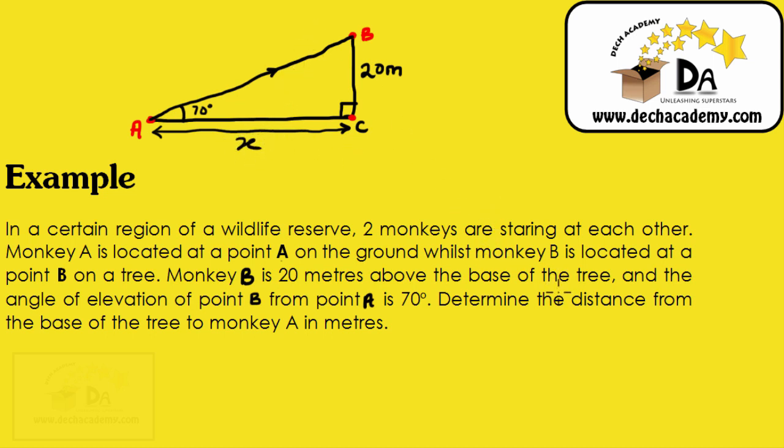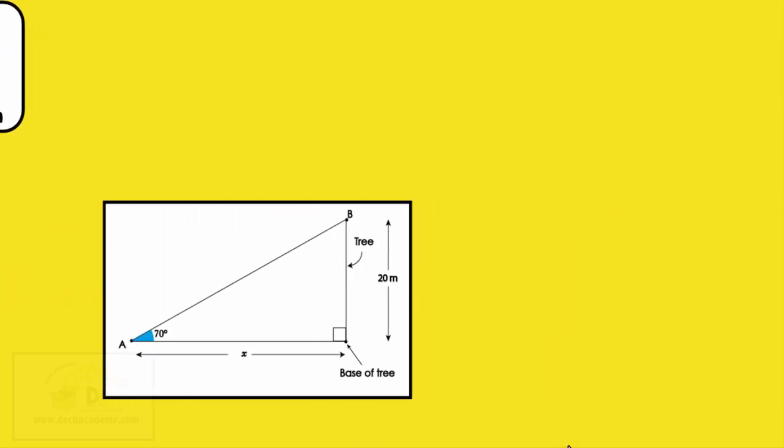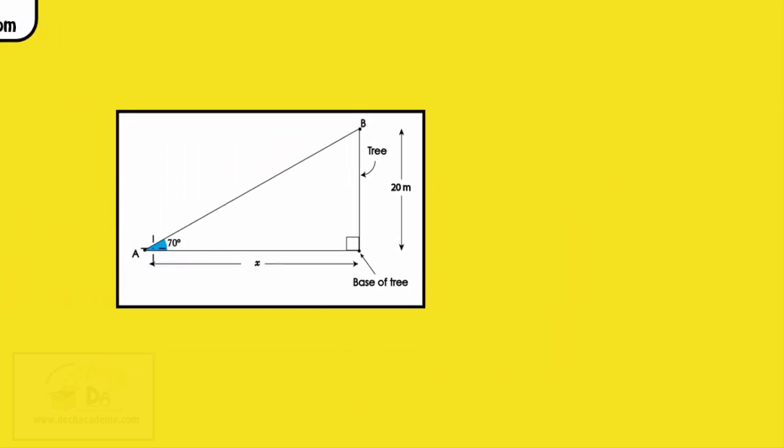So I'm just going to show you a neat sketch of the problem, which is what we have here. So we have monkey A here, we have monkey B here. The angle of elevation of point B whilst looking from point A is 70 degrees. The height of B above the base of the tree is 20 meters. And we need to find this distance X, the distance between point A and the base of the tree, which I'm going to call C.